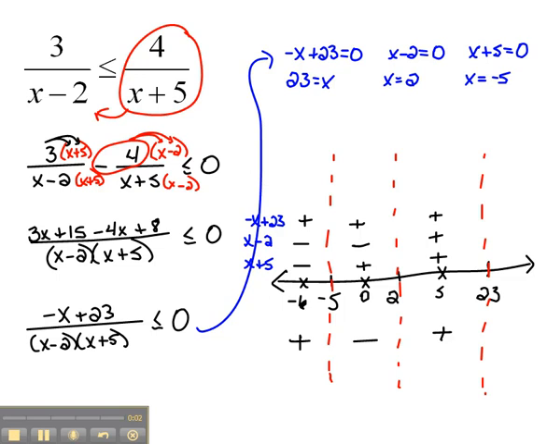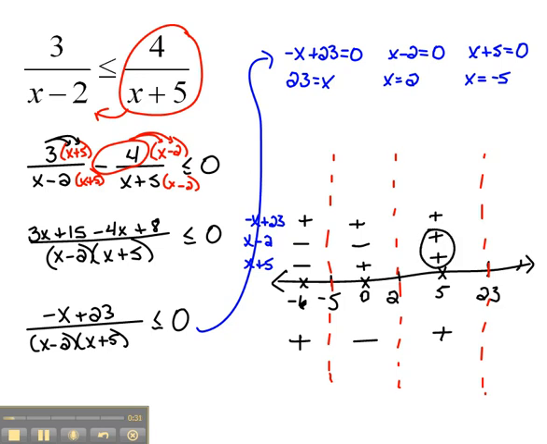Okay, we started this problem and we got a little ways into it in the last video, but now we need to finish it. The last thing that we did was we chose a 5 in this region in here, and we said 5 plus 5 is a positive number, 5 minus 2 is a positive number, and negative 5 plus 23 is a positive number. Now a positive divided by a positive is positive.